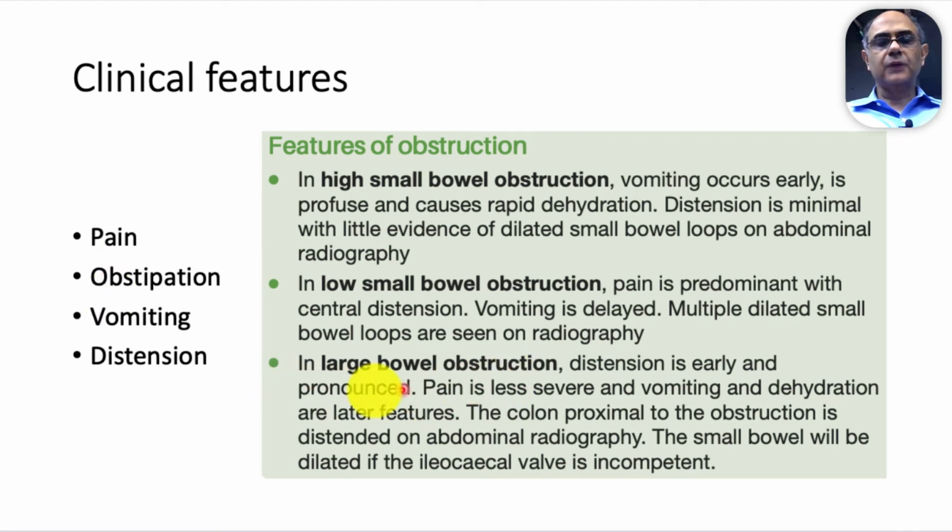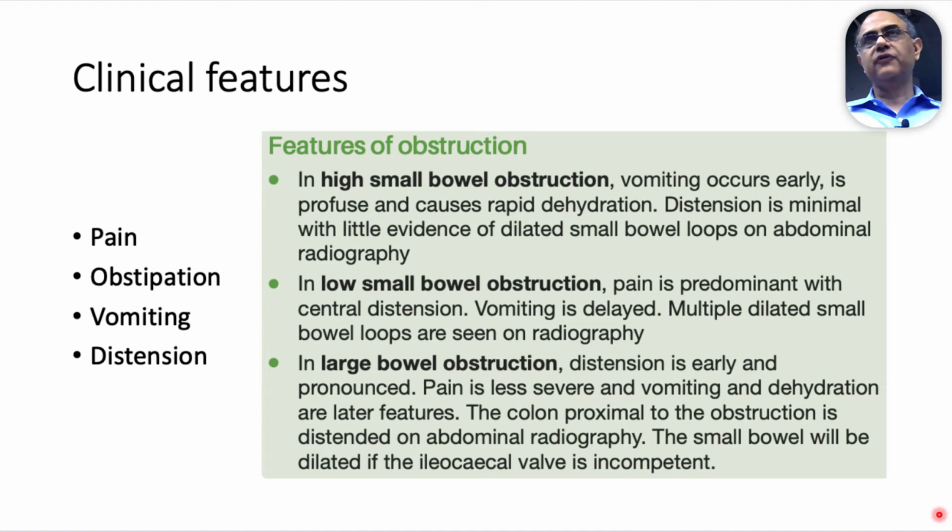So in the large bowel, distension is very early, pain is less severe, and vomiting and dehydration are late features. But altered bowel habits and bleeding per rectum, if that is the cause, will present early. In addition to these 4 features, if the patient is getting strangulation or ischemia, fever will set in. If the patient is losing water because of vomiting, dehydration will set in. So all these features will come in. The patient will develop tachycardia. The patient will get fever.